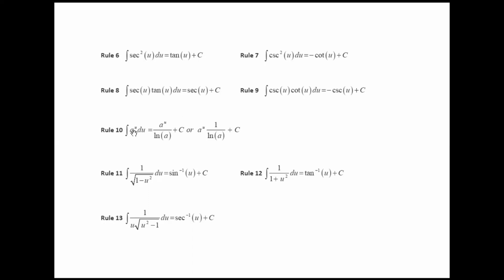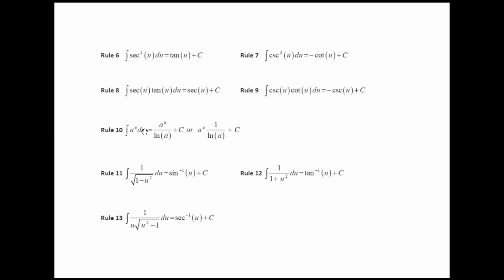Now, this is one that you may be a little fuzzy on. When the base is something other than e, in other words, e to the u is e to the u, but a to the u, something like 2 to the u. Let's back up and say 2 to the x. The derivative of 2 to the x is 2 to the x times ln of the base, which is 2. 2 to the x ln of 2.